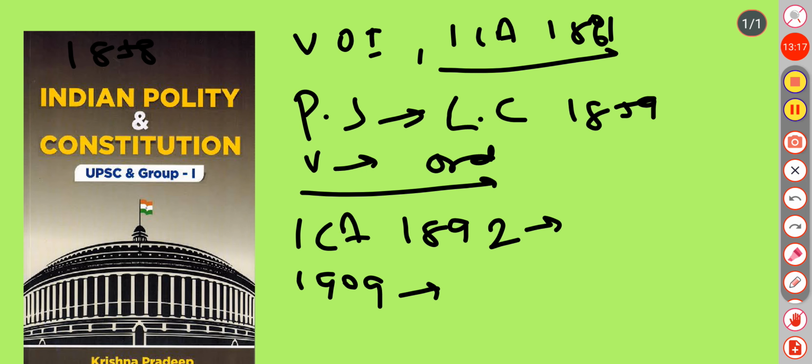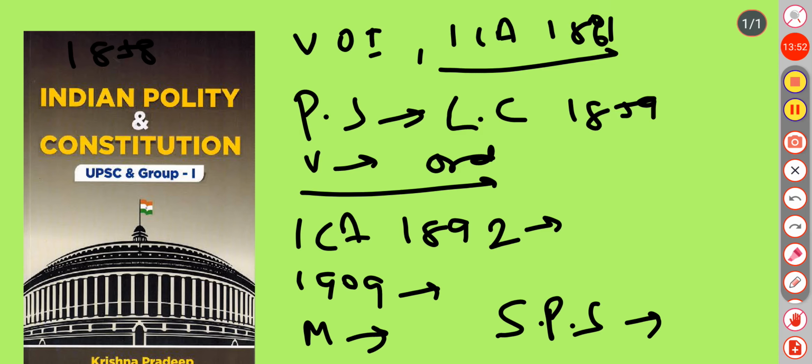So the Muslims were given separate electorates, right? And there was reservation of seats on religious grounds. So next, Satyendra Prasad Sinha became the first Indian to join the Viceroy's Executive Council.